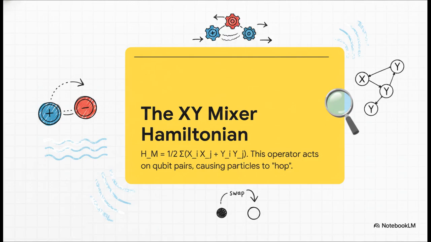Don't worry about all the symbols. What's important is what it does. It's designed to only look at pairs of sites, and if it sees a pair with one particle and one empty space, its only move is to make them swap. That's it. It's an engine that is hardwired to only allow hopping.